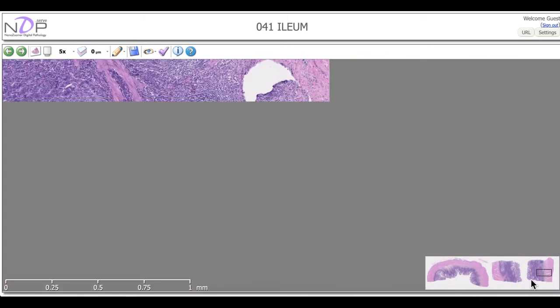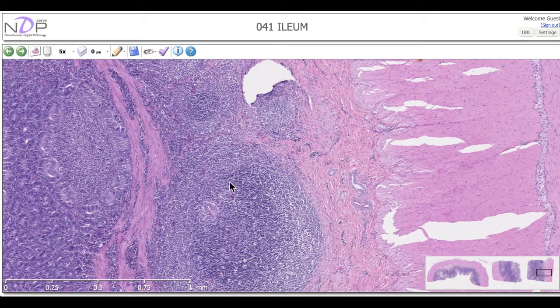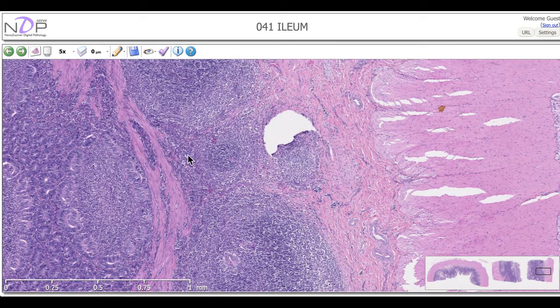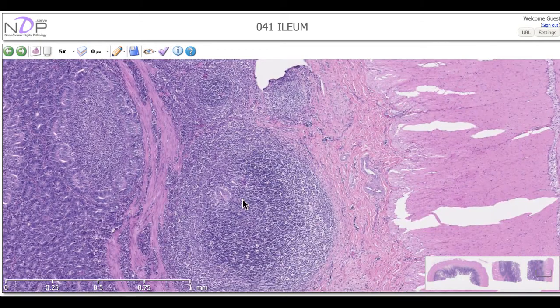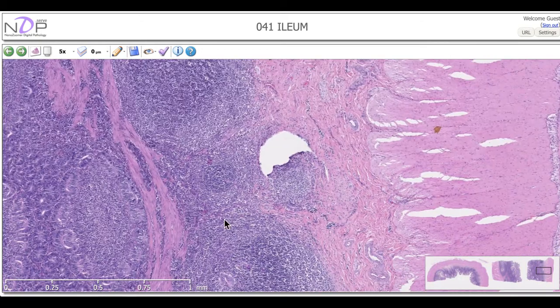If we go to this area here, again we have the diffuse structure, and this compact structure we call the lymph nodules.